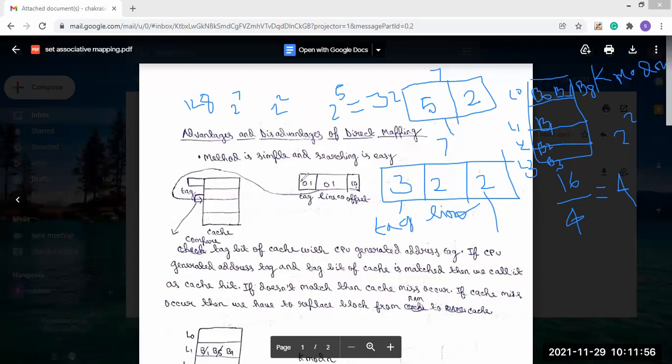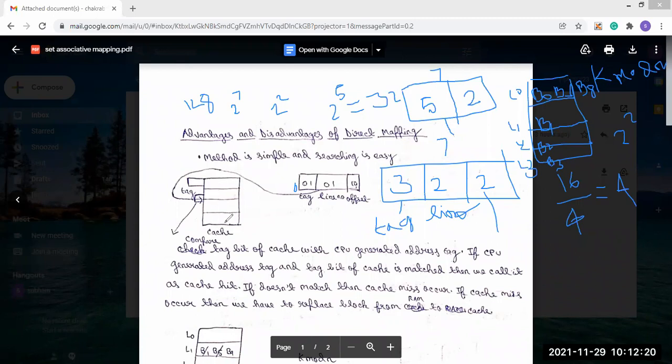Let's say this is the address. The CPU generates an address. In this address there are 1, 2, 3, 4, 5, 6, 7 bits in total. This address is generated by the CPU. Now this address has a tag bit, and for the cache there are 1, 2, 3, 4.